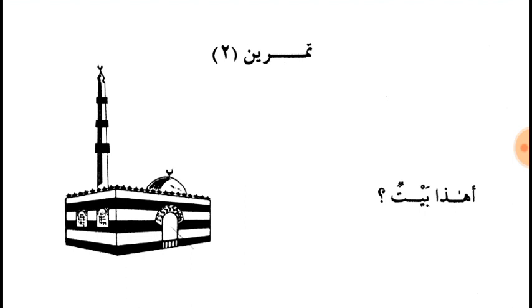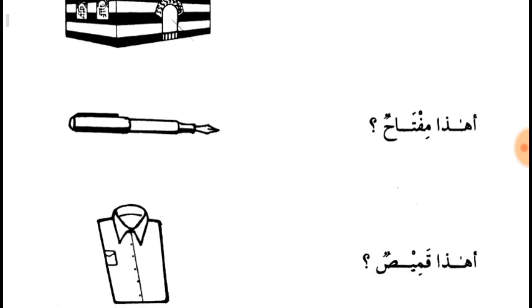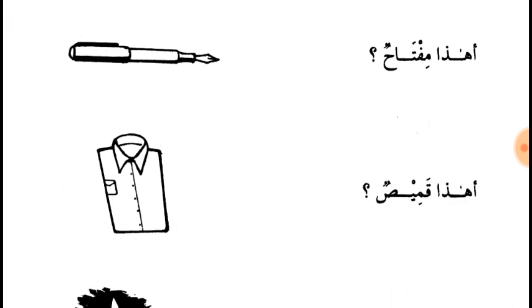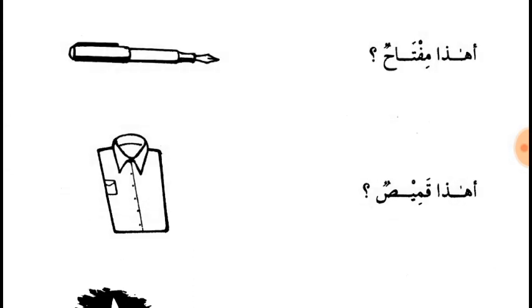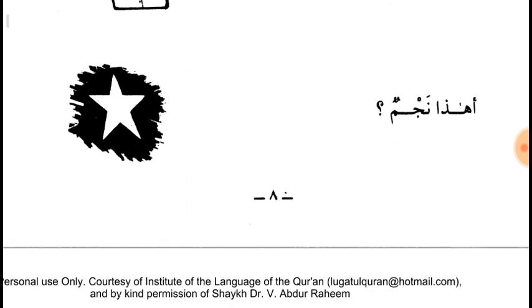هذا بيت. This a house. لا. هذا مسجد. No. This is a mosque. هذا مفتاح. This a key? La. Hada kalam. This is a pen. Hada kamisun. Is this a shirt? Yes, نعم. هذا قميص. This is a shirt. هذا نجم. It's a star. نعم. هذا نجم. This is a star.